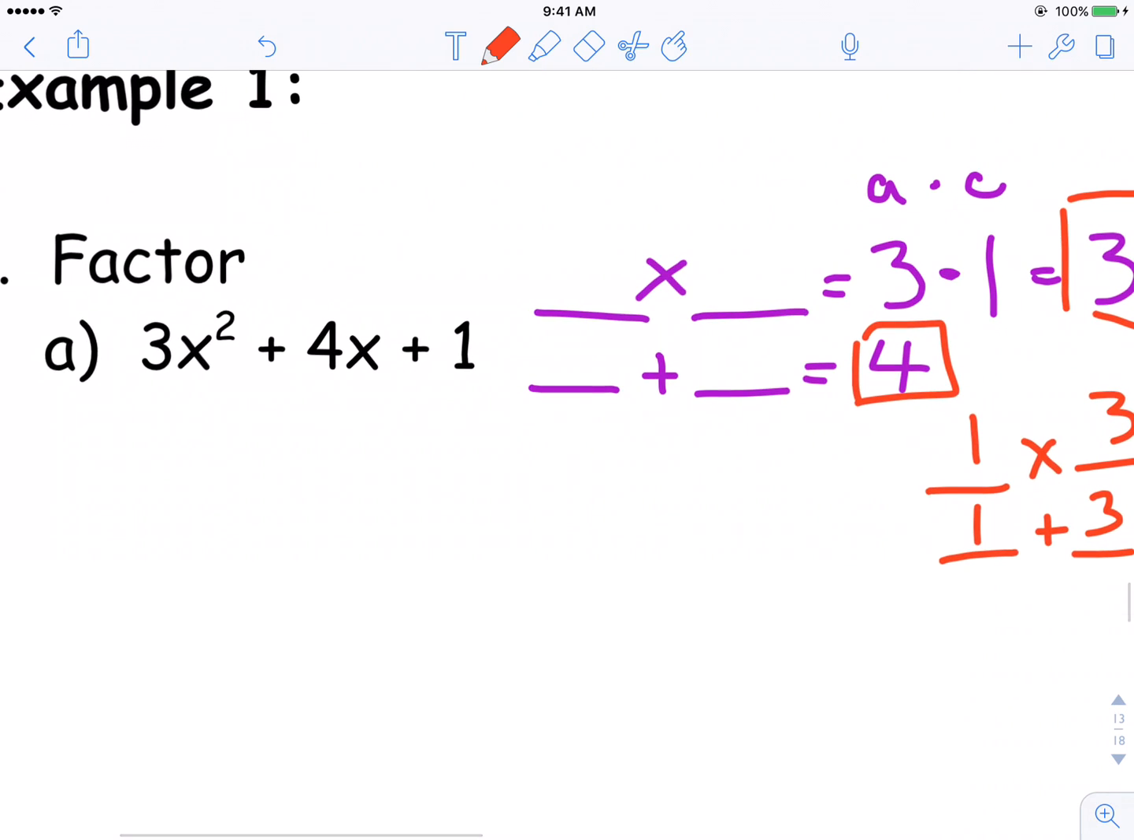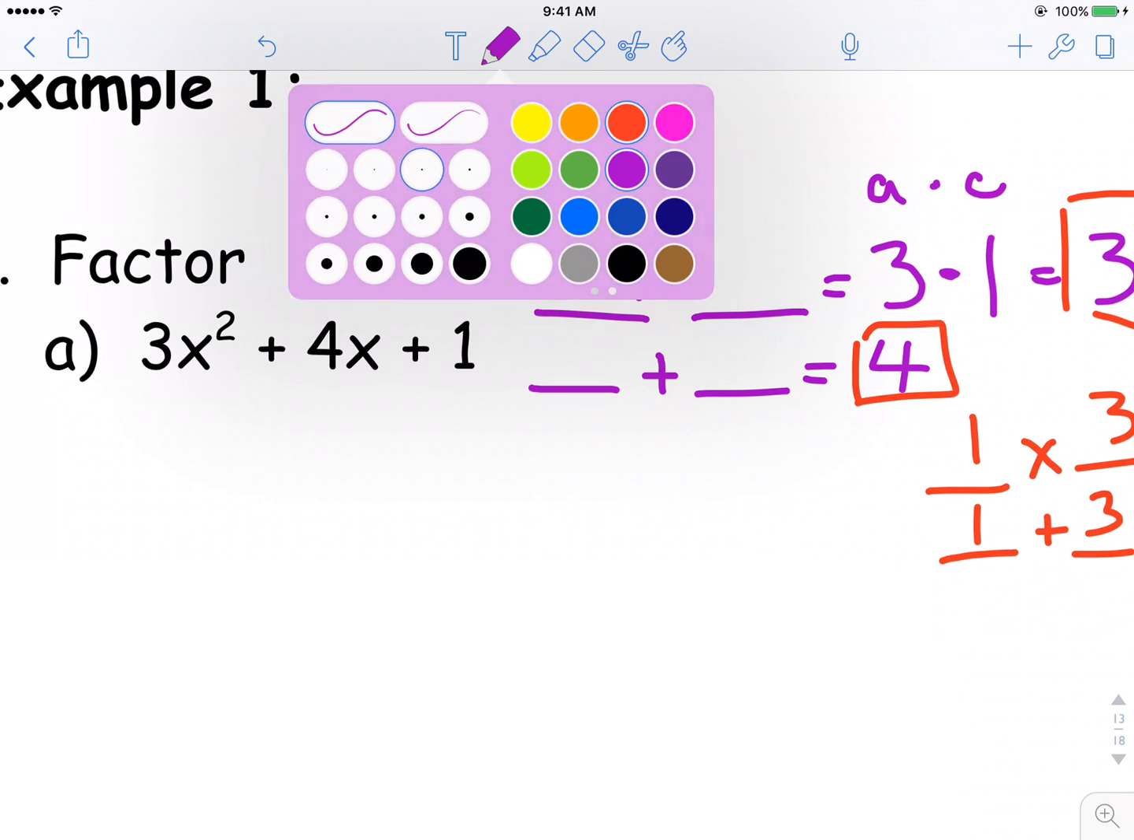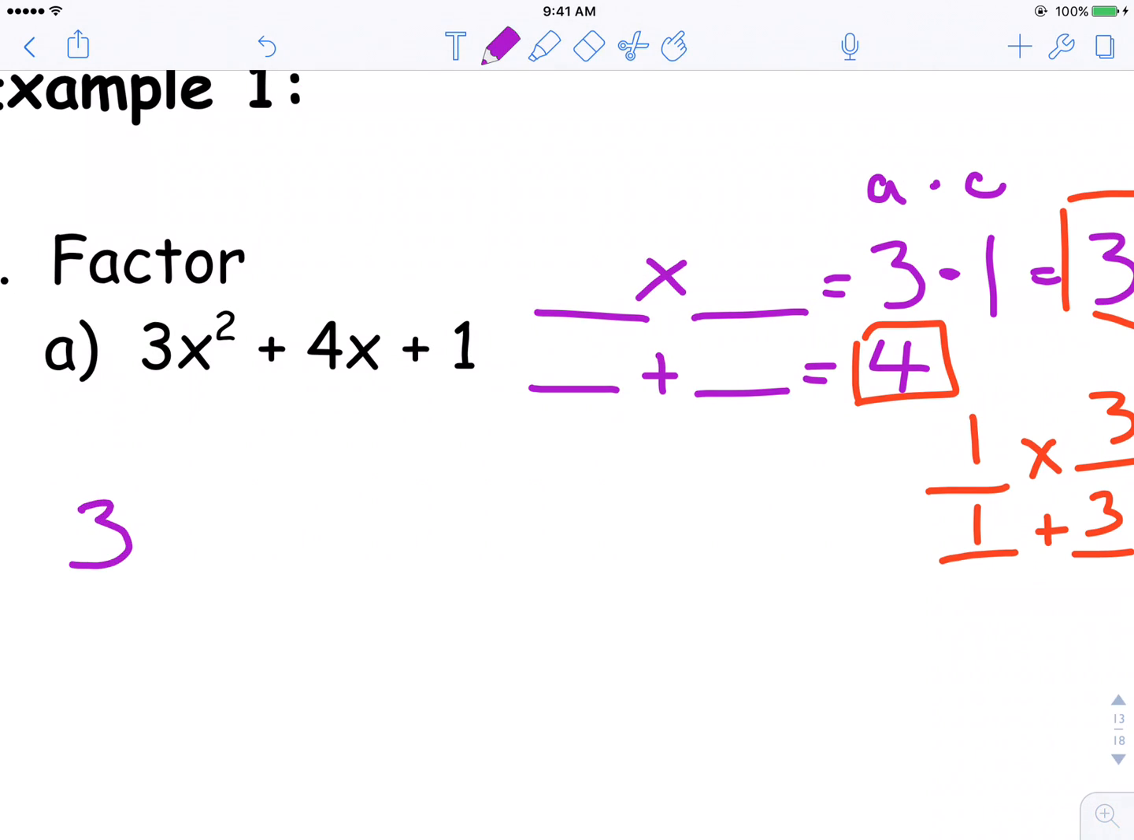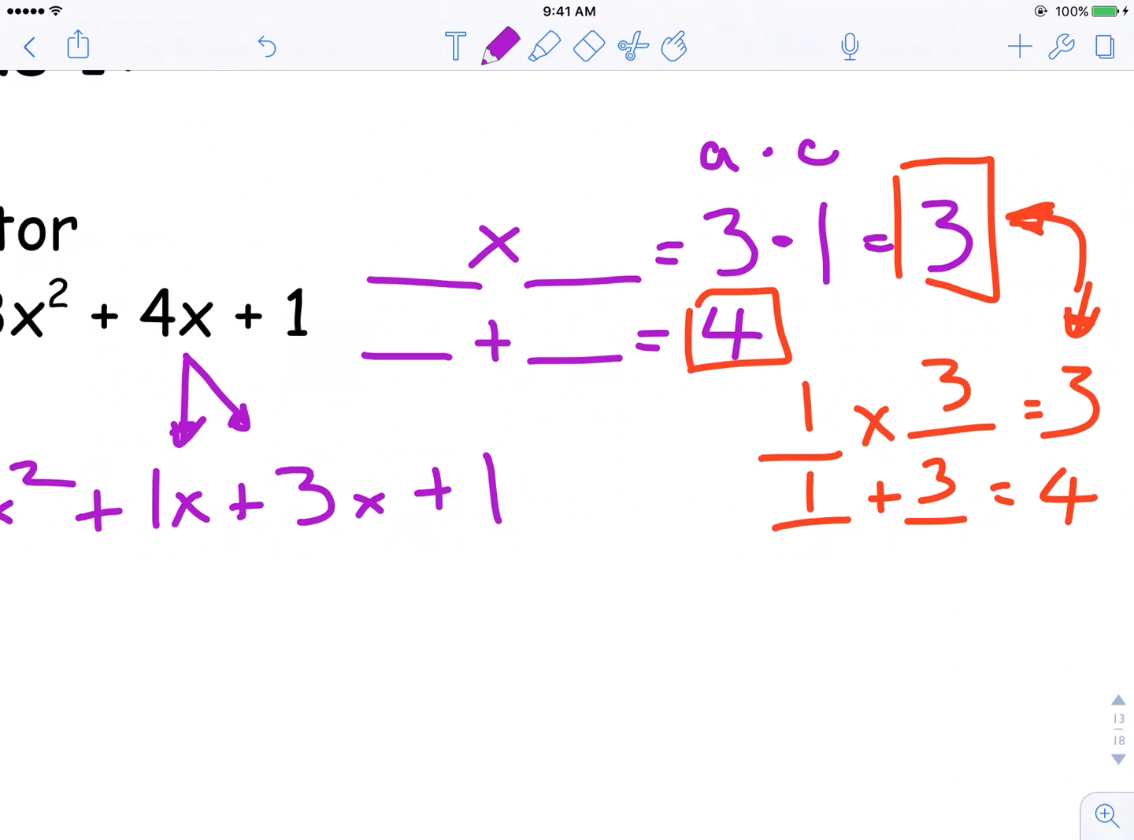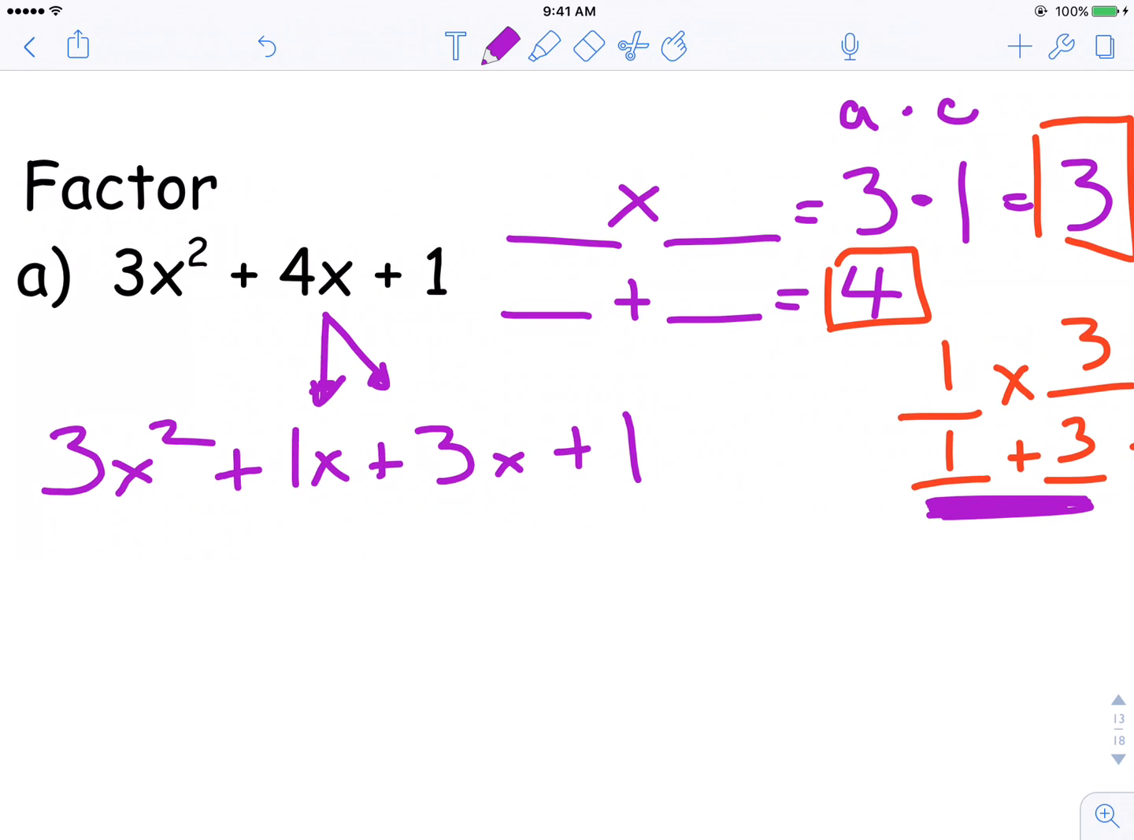So here, we know that the numbers are 1 and 3. So I take this 3x squared plus 4x plus 1 and I change it. I go 3x squared plus 1x plus 3x plus 1. I decompose, I split this middle term up into two different terms using the integers that we just found, 1 and 3. So I've not changed the question, I've just made it longer. If I simplified that, I would still get 3x squared plus 4x plus 1. So I've decomposed it. That's the second step.